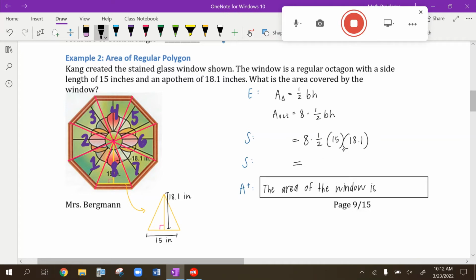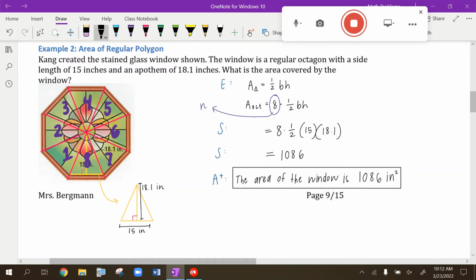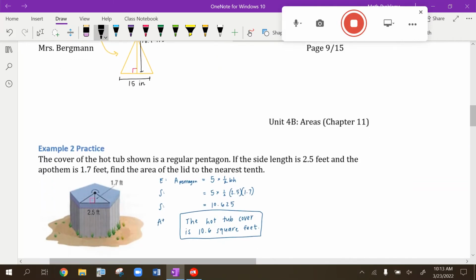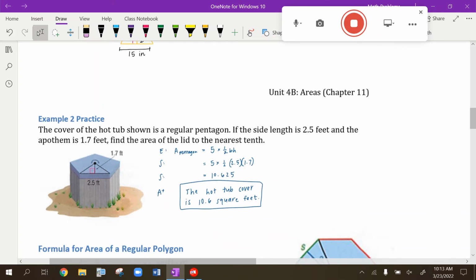And then to solve it, I would just plug this into my calculator, and you should get 1,086. So your answer with the units would be 1,086 inches squared, since we're talking about area. I want you to try the next example on your own. Here's the answer for the area of the lid for the hot tub.